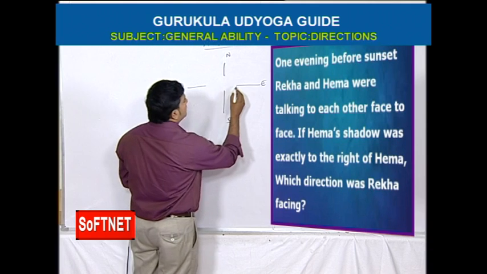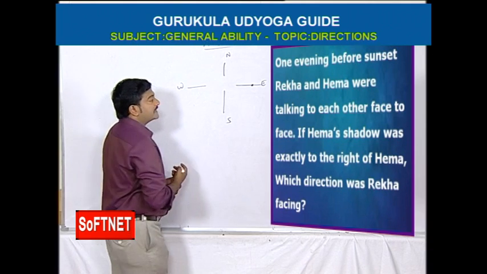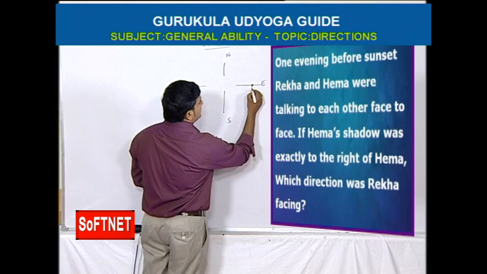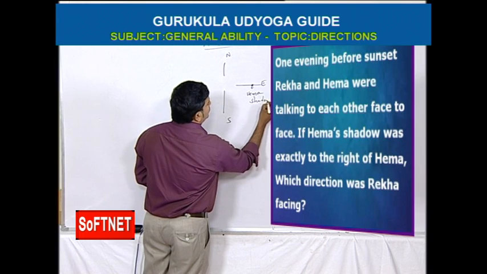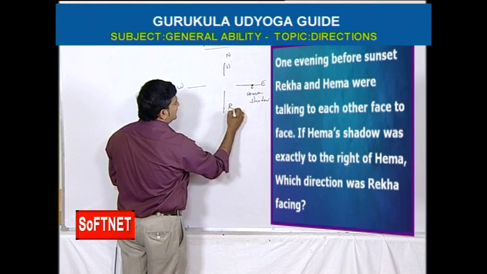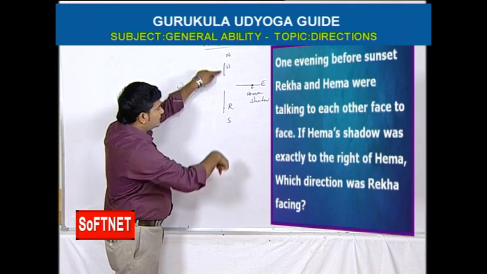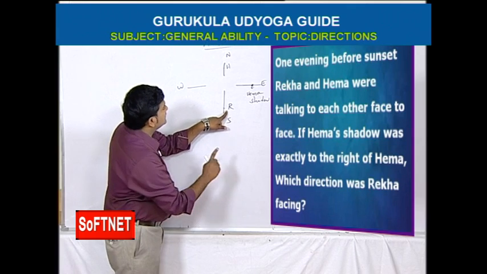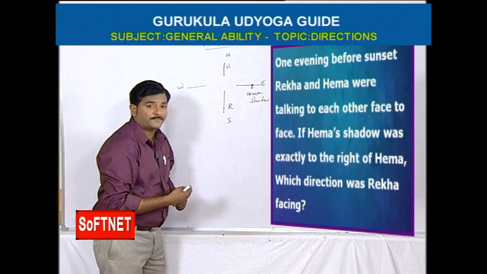So we know one thing, it is very clear: evening time shadow will always be towards which direction? East direction. So this is Hema's shadow. Now we will fix roughly. For example, I am fixing Hema here and Rekha here. What does it mean? Hema is looking towards south, whereas Rekha is looking towards north, because they are talking to each other face to face. That is the condition.